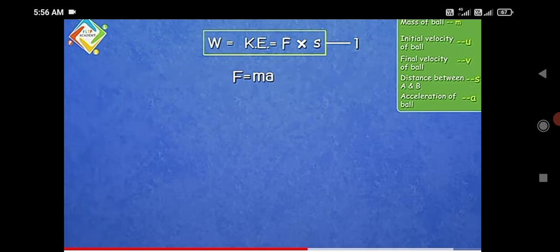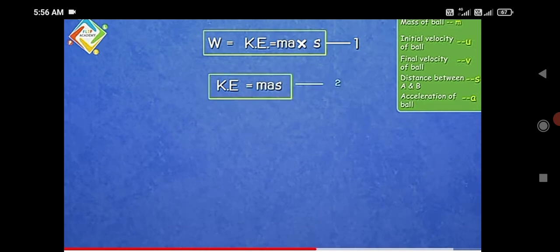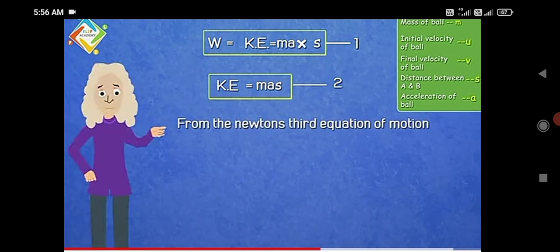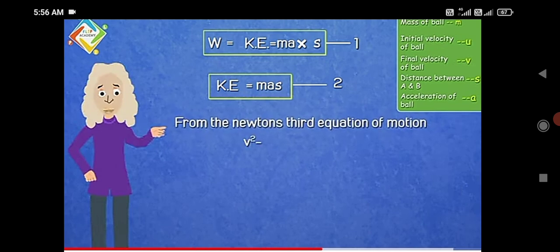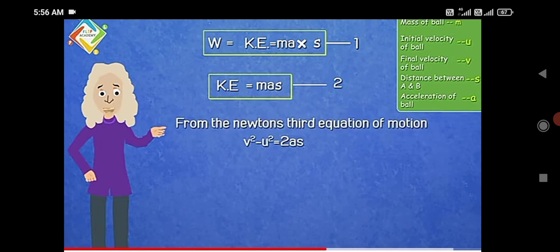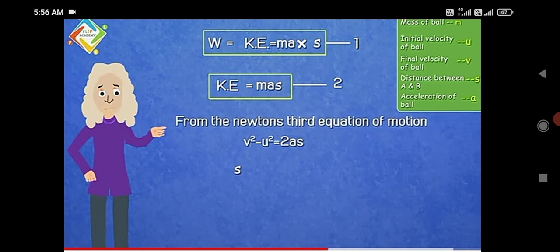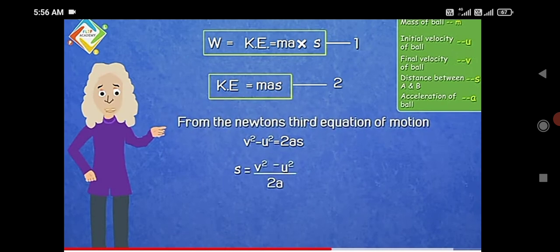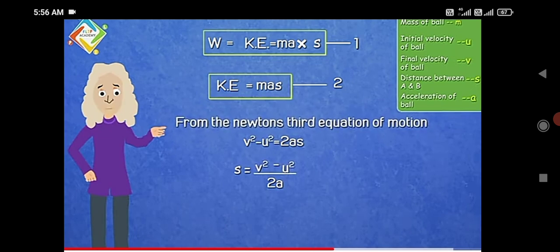According to Newton's second law of motion, you know the formula F equals ma, force equals the product of mass and acceleration. So substitute the values: W equals K equals ma into s. Now from the equation of motion, v squared equals u squared plus 2as, you get v squared minus u squared equals 2as. So what is the formula for displacement s? s equals v squared minus u squared by 2a.